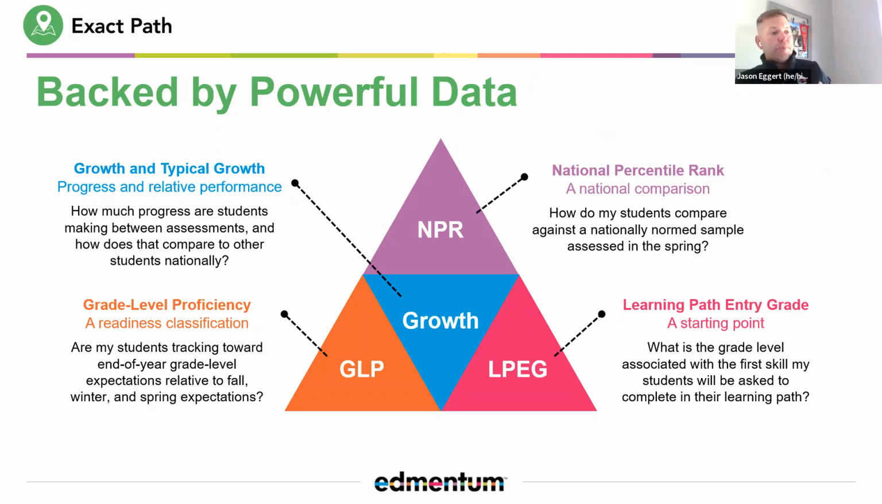The data available when students take the diagnostics in ExactPath includes growth, typical growth, progress, and relative performance: how students are comparing to other students across the country who have taken the same diagnostics. You can see grade level proficiency, which is one of the more recent enhancements. You've always had access to the national percentile ranking, so again, it is a norm referenced assessment, and you've got that learning path entry grade.